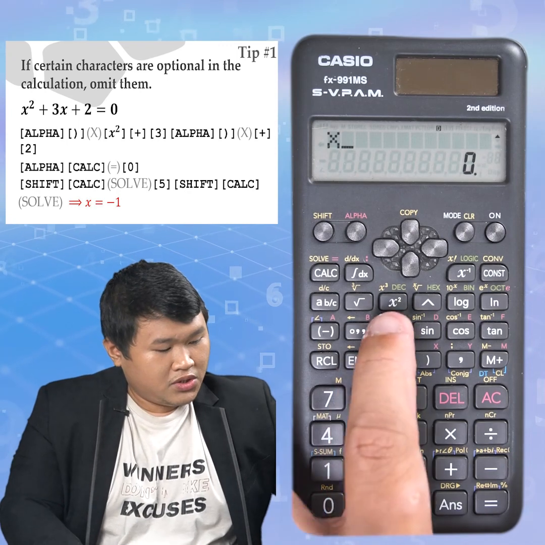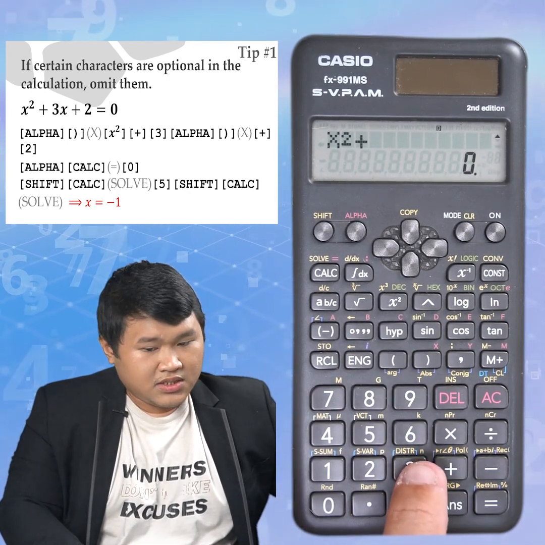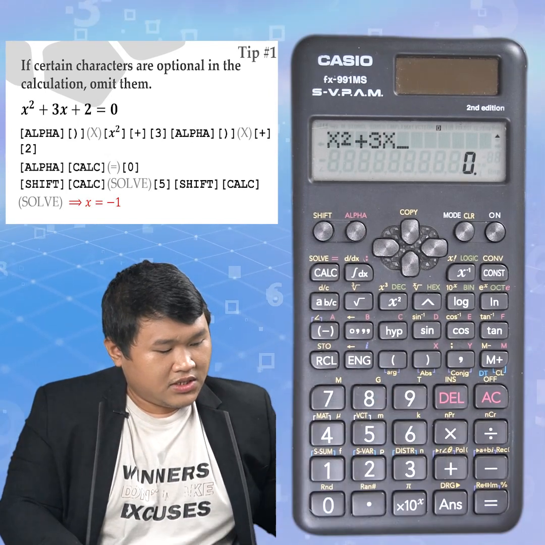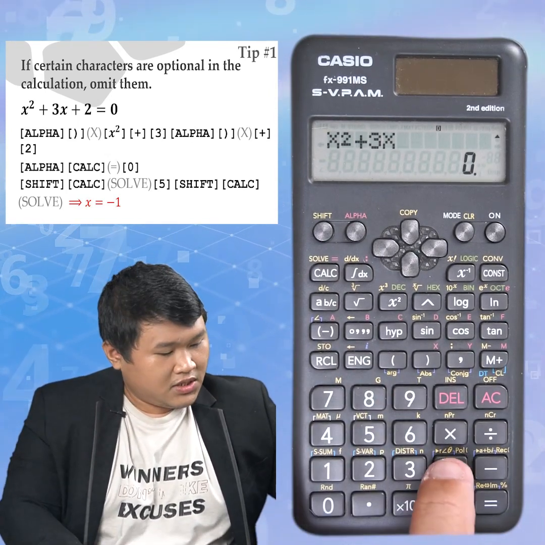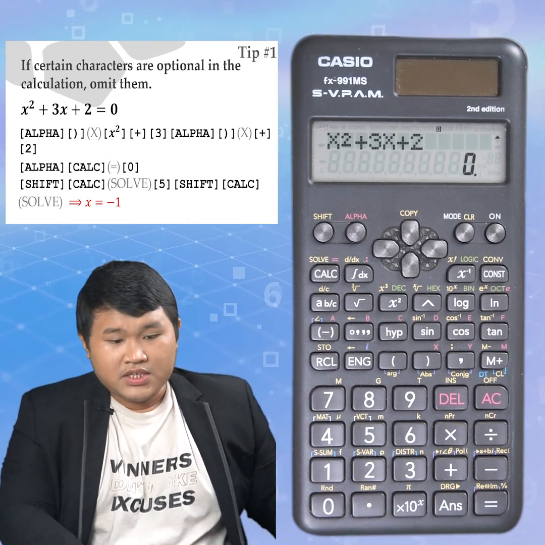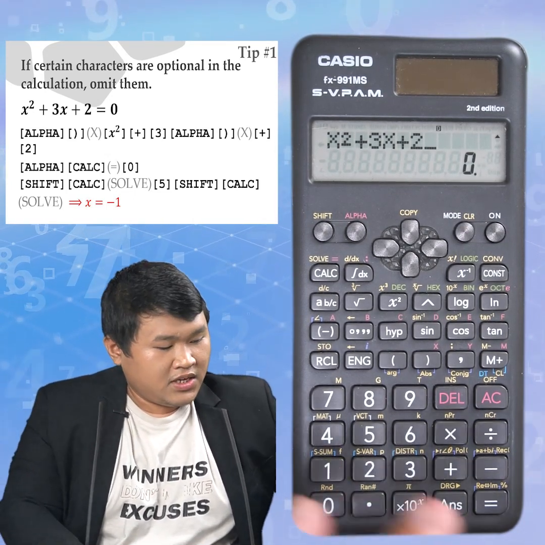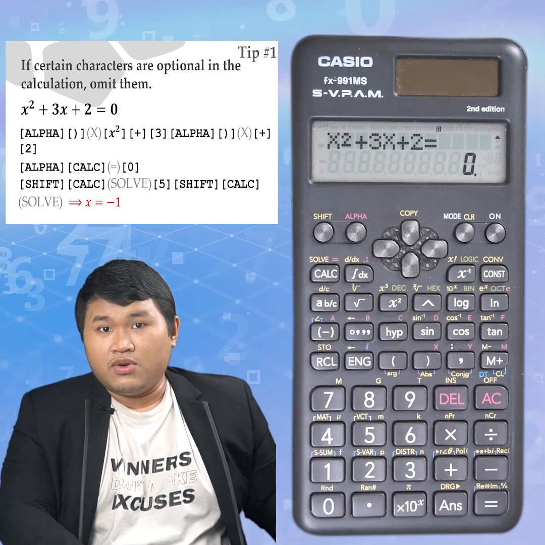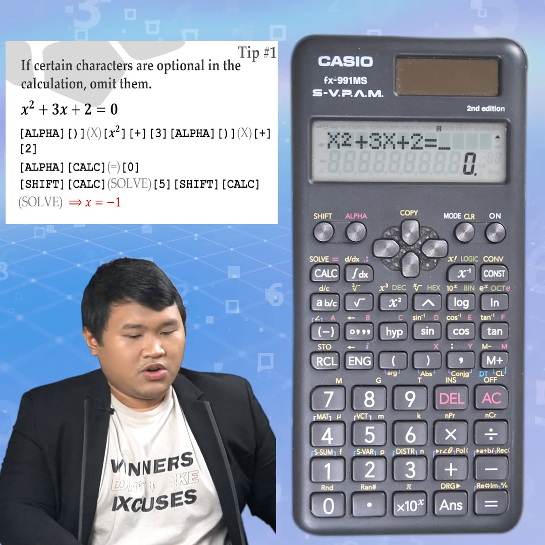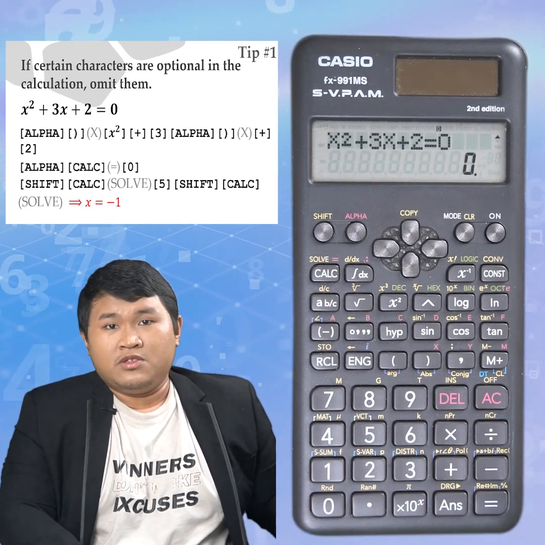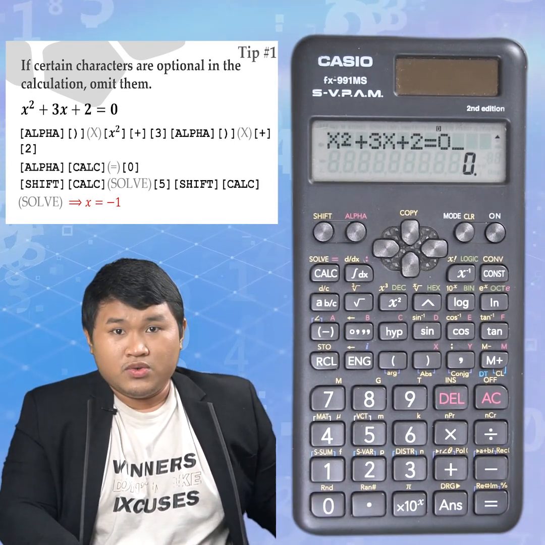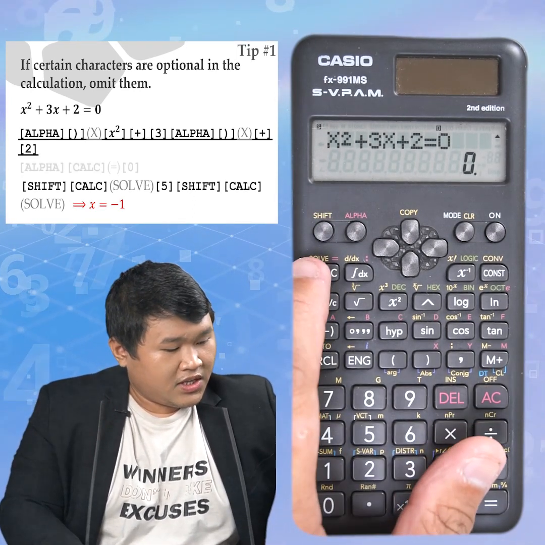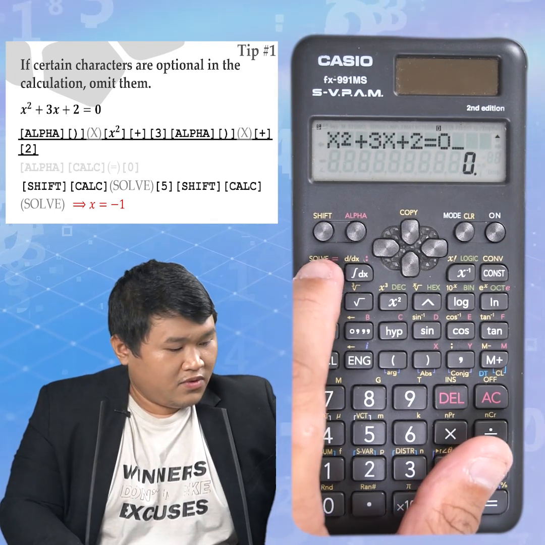And then squared, plus 3x, so alpha and then x, and then plus 2, and then the equal sign, so that's alpha and then calc, which accesses the equal sign, and then 0. Now we've inputted an equation. Let us now do the shift solve. So let's press shift and then calc to enter the shift solve.